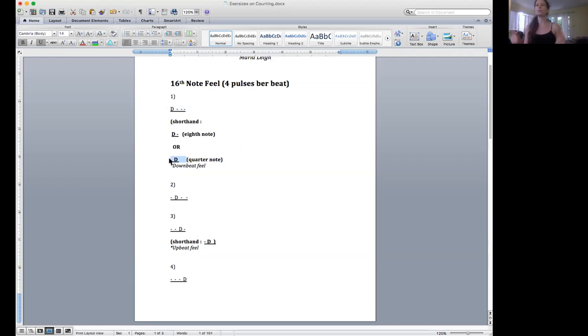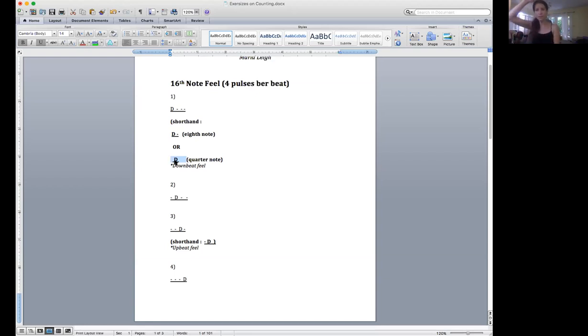Here we go, 16th note feel: doom 2, 3, 4, doom, rest, rest, rest, doom, rest, rest, rest. Now 8th note: doom, rest, doom, rest, doom, rest, doom, rest. Quarter note: doom, doom, doom, doom. So it's the same rhythm, just different ways to write it.